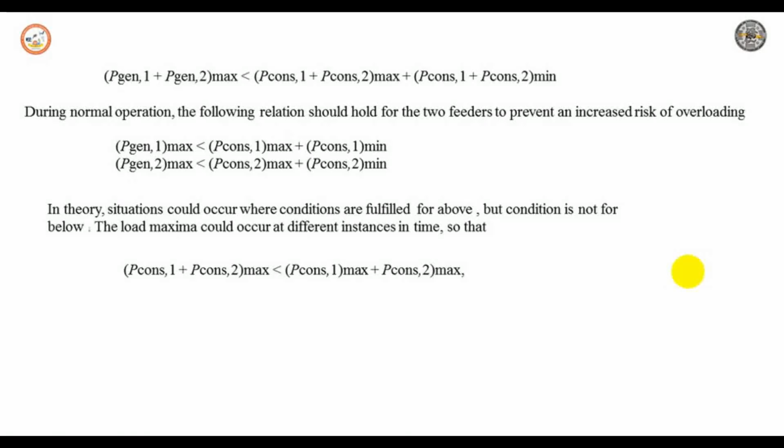Here you can see the following relations. P generation 1 maximum should be less than P consumption 1 maximum plus P consumption 1 minimum. P generation 2 is the same: P consumption 2 maximum plus P consumption 2 minimum. So in theory, a situation could occur where the conditions from the above equations are fulfilled, but the conditions are not fulfilled in the P generation 1 equations.